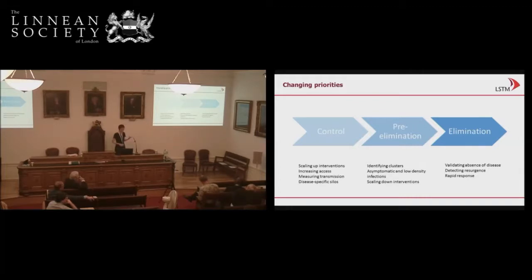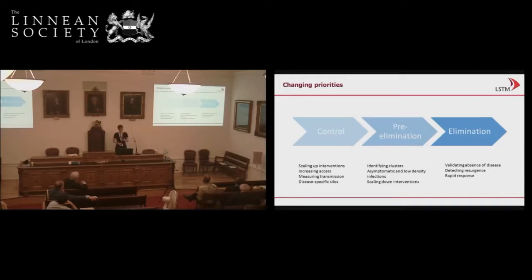In thinking about control, the goal is to scale up interventions, to increase access, increase efficacy. We're probably measuring transmission and wanting to make sure that we're having an impact on reducing transmission. And oftentimes, control programs are run on disease-specific silos. So this is just a generalization, but typically these are run by one disease control program.